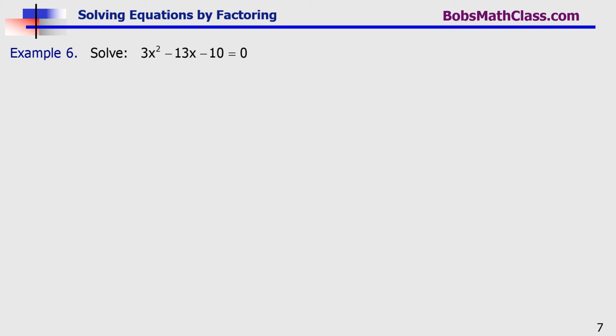Okay, this one's very similar to the last problem. Why don't you give this one a shot on your own? Pause the video and work it out. Okay, so we have 0 on the right-hand side. That's great. The left-hand side is in descending order, so we need to factor it. It's a trinomial. We're going to multiply the first number times the last number. That's negative 30. List the factors.